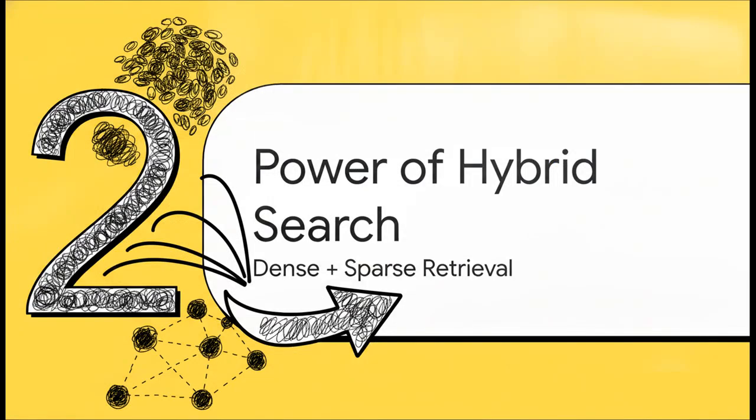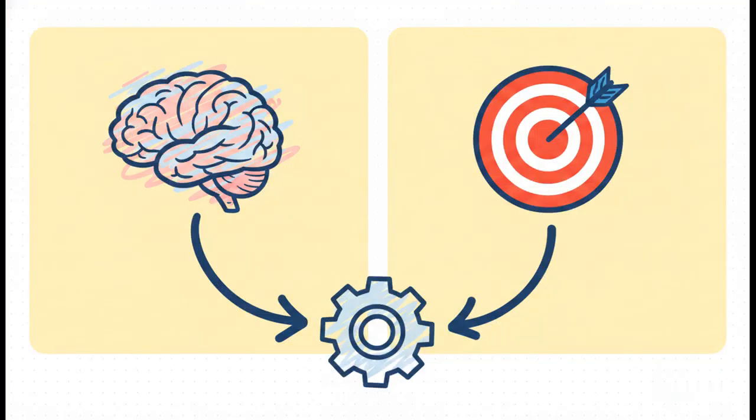Which brings us to Section 2, the power of hybrid search. And this brilliantly illustrates the immediate, elegant solution for that exact match failure. It's all about taking two parallel paths. On one side, we have dense retrieval, that's our standard vector search, which is great at capturing broad semantic meaning and complex intent. On the other side, we have sparse retrieval. This relies on algorithms like BM25 for exact keyword matching.